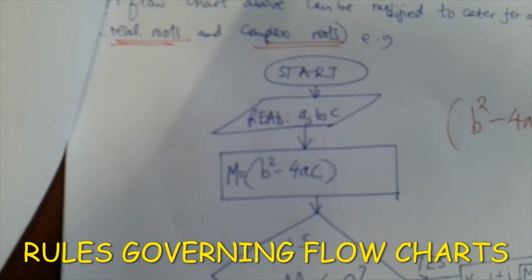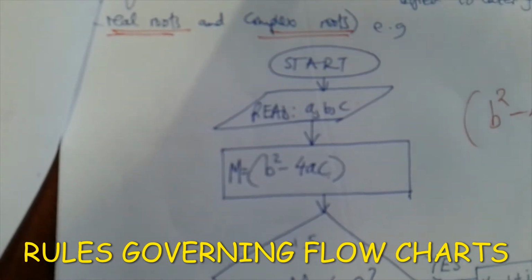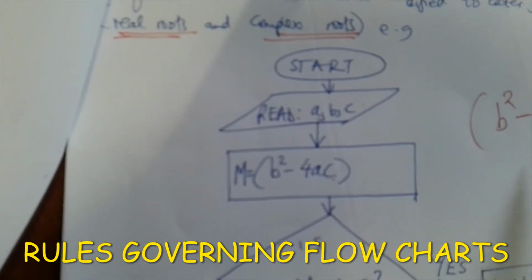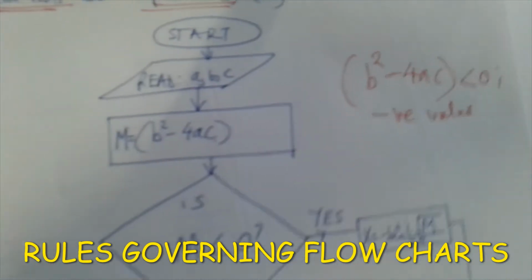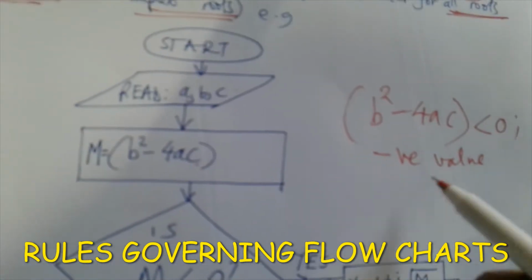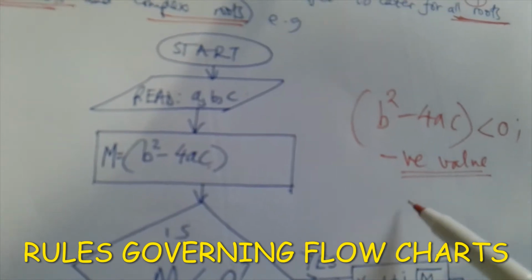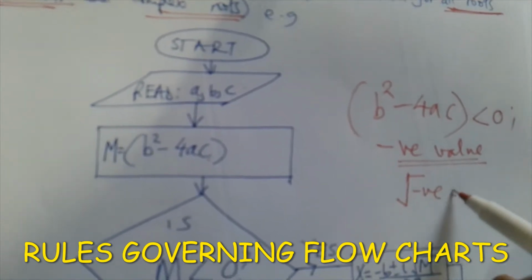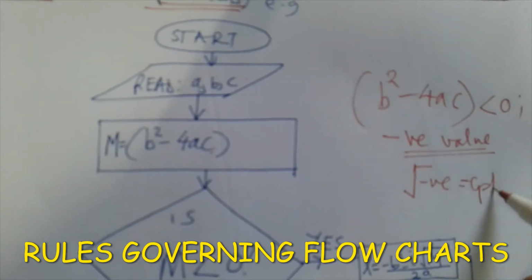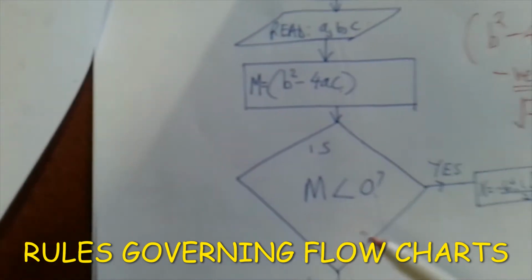If this discriminant is less than 0, it means it is giving a negative value. Therefore, if the discriminant is less than 0 and it's giving a negative value, it means we are getting the square root of a negative, and we shall end up with complex roots. Therefore, this is the decision.